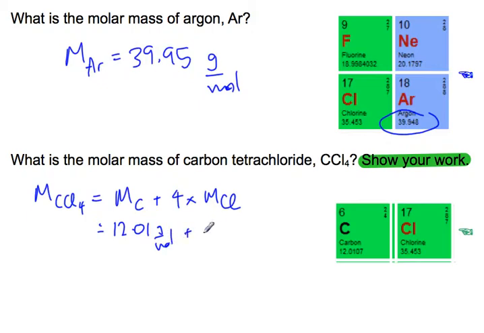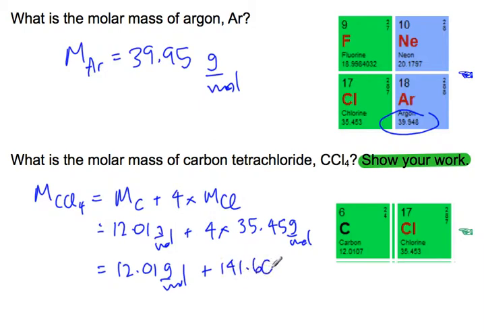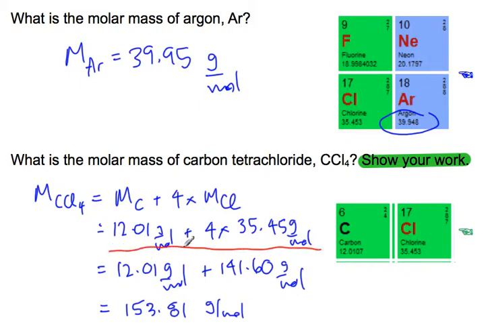We just write in the numbers, so 12.01 grams per mole plus 4 times 35.45 grams per mole, and we do the math on that. Still 12.01 with one of them. 4 times the molar mass of chlorine is 141.60, and so the molar mass of carbon tetrachloride in total is 153.81 grams per mole.